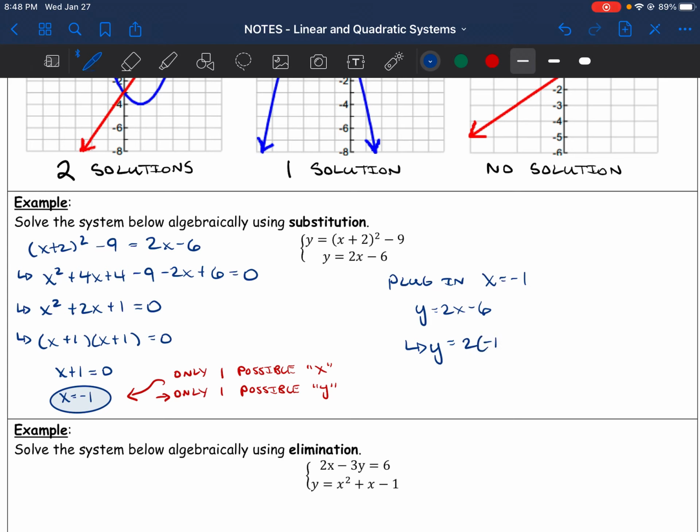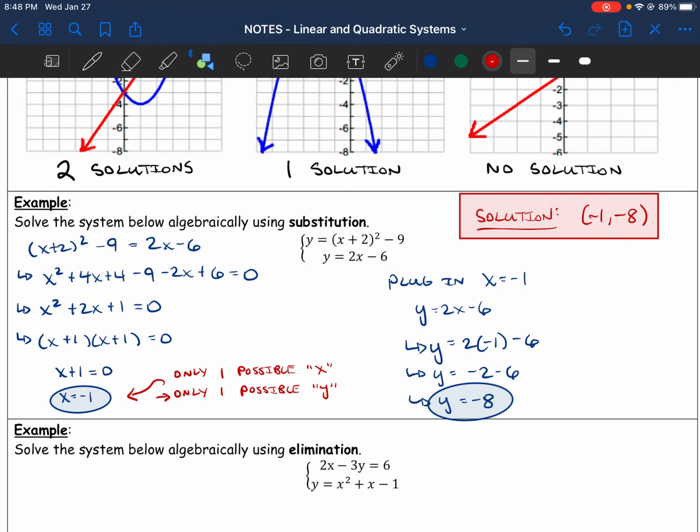This gives us y equals 2 times negative 1 minus 6, which is going to give us y equals negative 2 minus 6, which means y equals negative 8. And that's going to be our only solution. When x is negative 1, y is negative 8. So the solution is negative 1, negative 8.